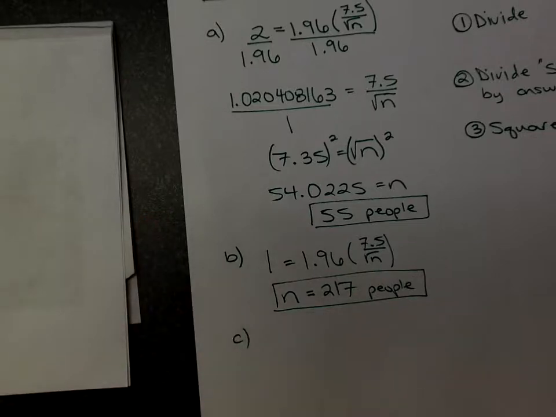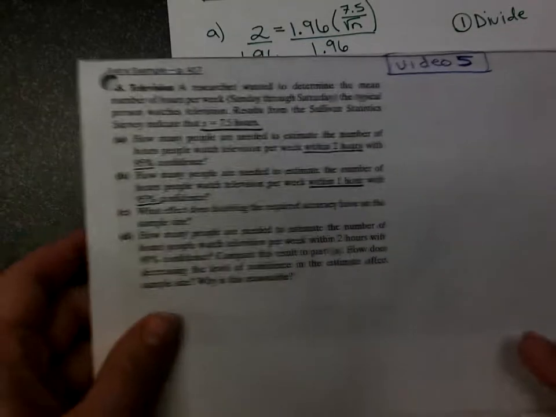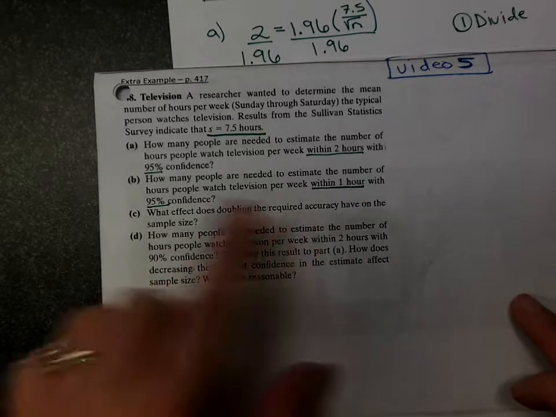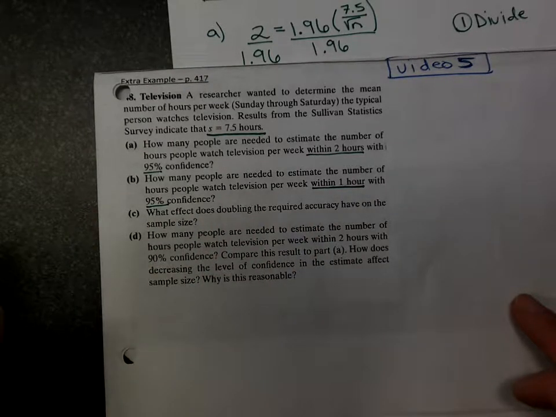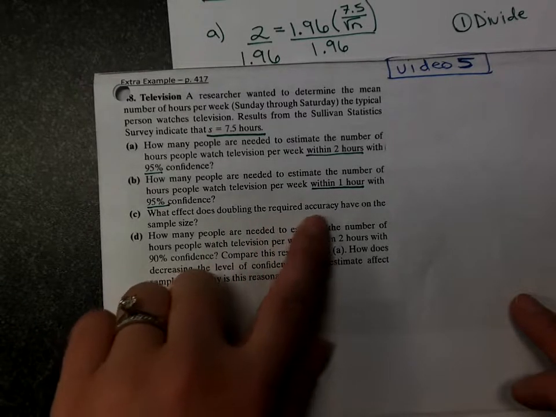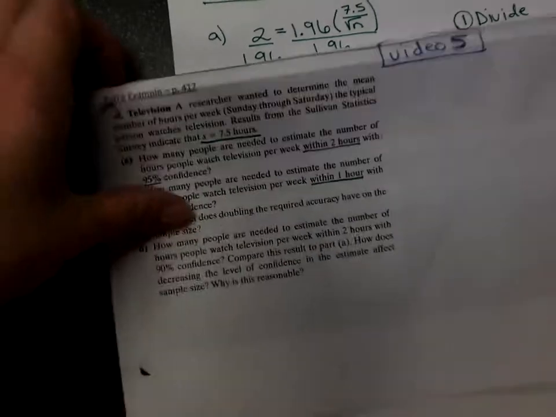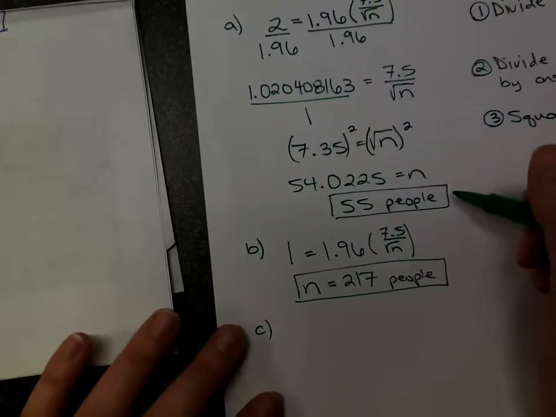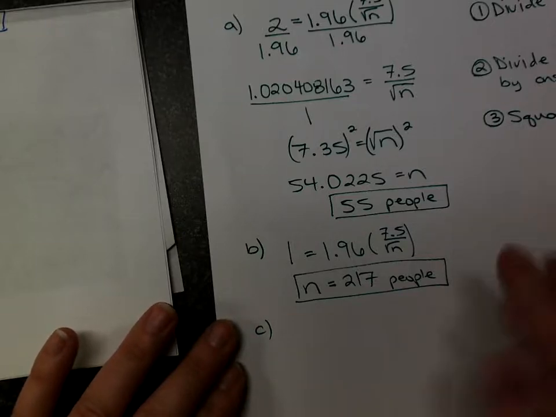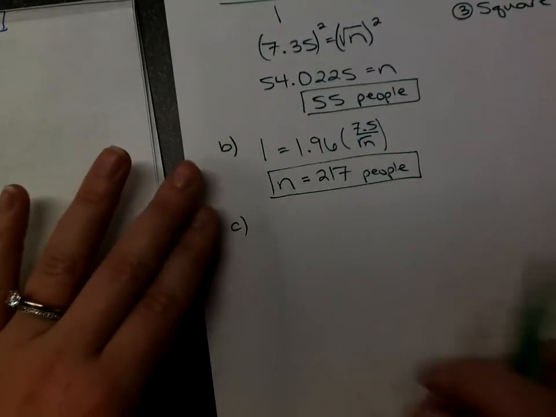In part C, what effect does doubling the required accuracy have on the sample size? So we're getting more accurate. That's why they say double. We're cutting our margin of error in half. That gets you twice as accurate. So at first we only needed 55 people. Now we need 217 people. That is almost 4 times as many people.